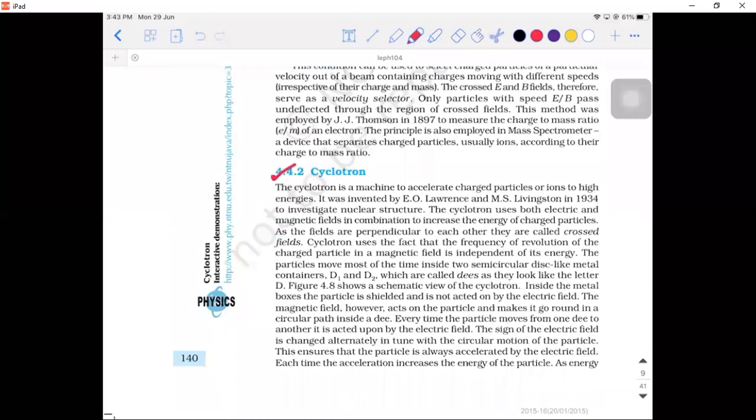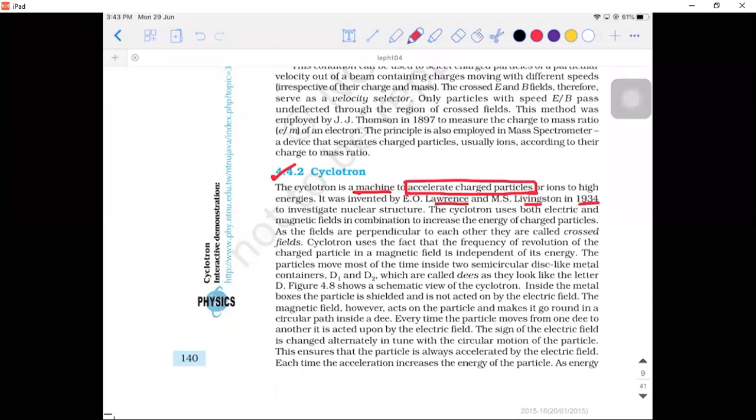So look at the topic. In page 140, the topic is cyclotron. So make a note of it. So what this is all about is, it is a machine. What a cyclotron actually is, it is a machine which is used to accelerate the charged particles. So this is the main application of it. So please make a note of it. So cyclotron is a device which is used to accelerate the charged particles to high energies. It was first invented by Lawrence and Livingston in 1934.